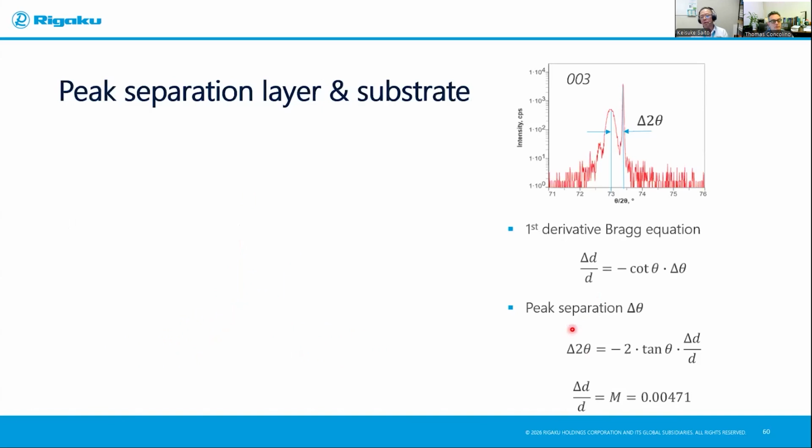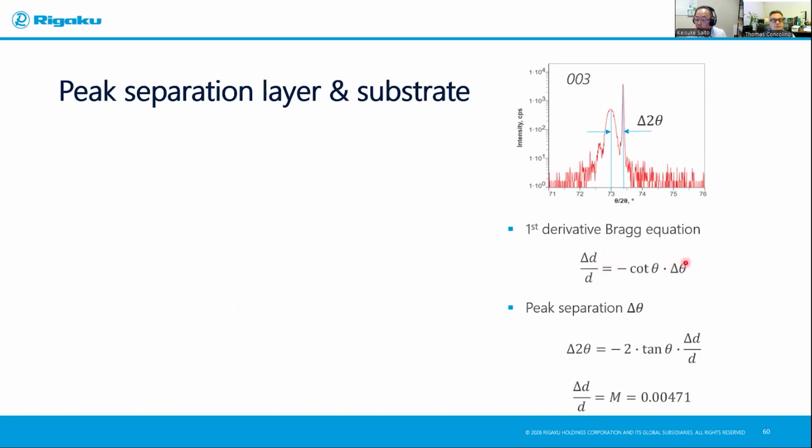All right. So by the way, the peak separation between the layer and the substrate, right? So we found this is a mismatch. So how does the mismatch change depending on the Bragg angle? You can tell from the first derivative of the Bragg equation. So this is the first derivative of the Bragg equation, delta d over d equals minus cotangent theta delta theta. So this is the peak separation, right? And this is actually the mismatch.